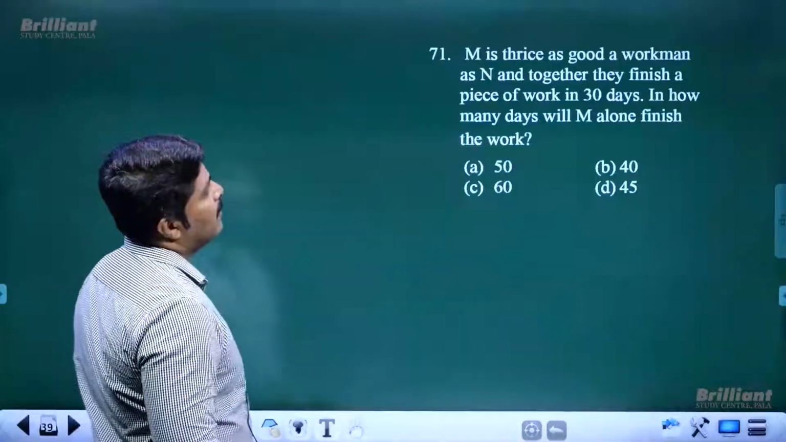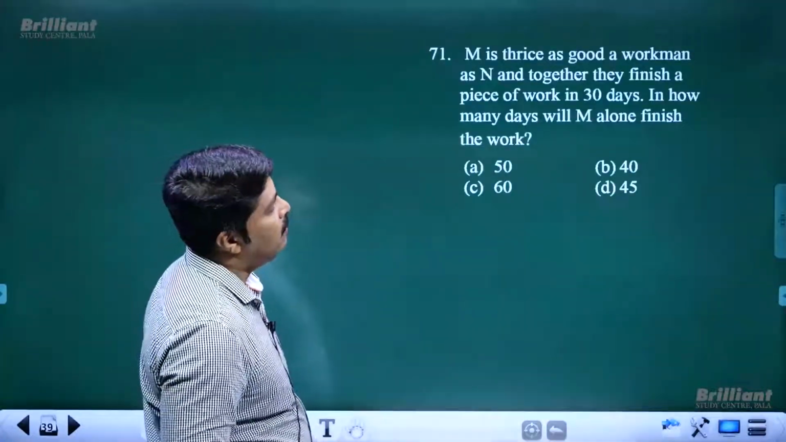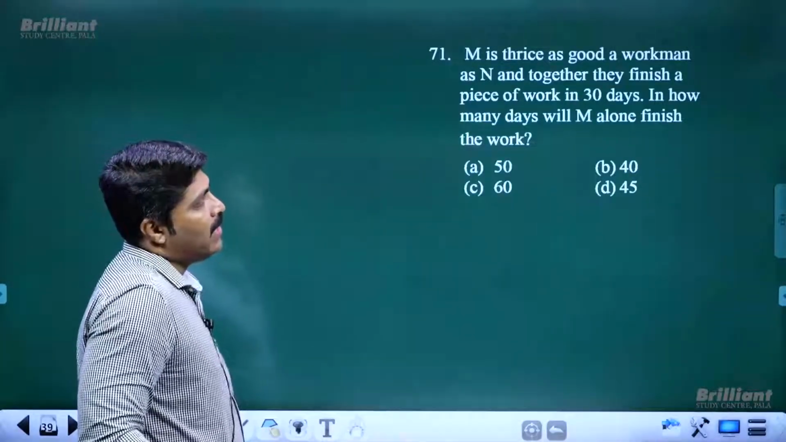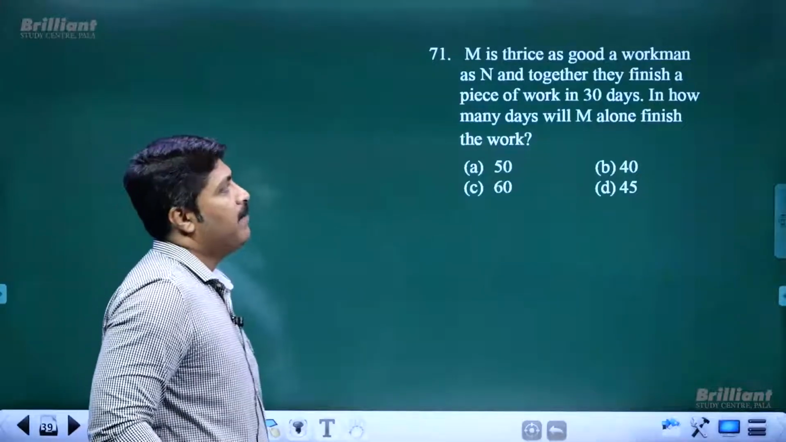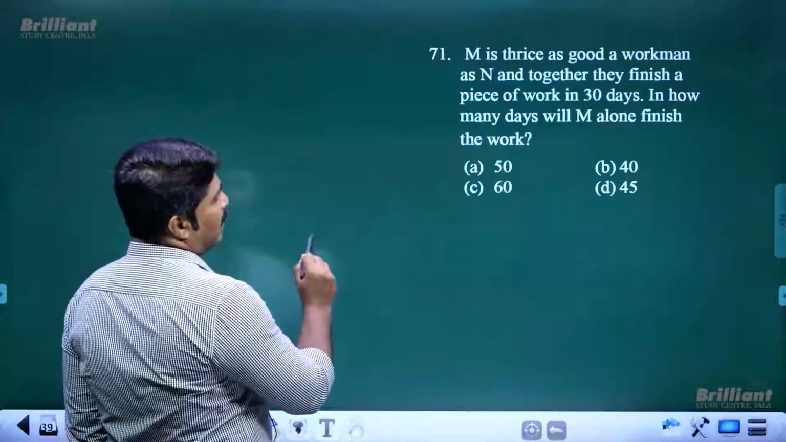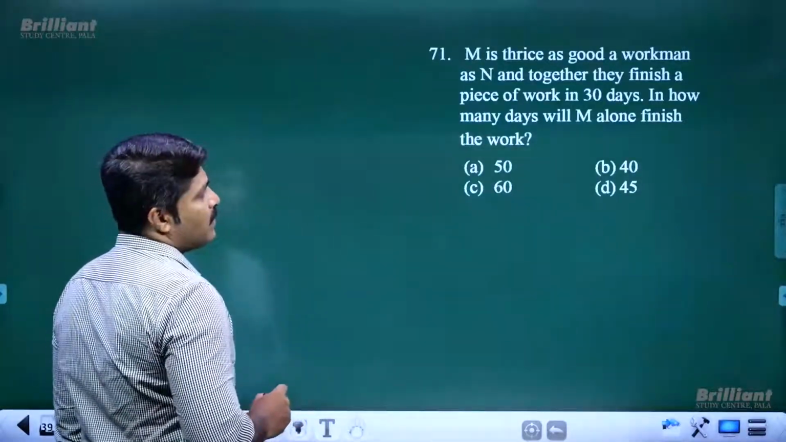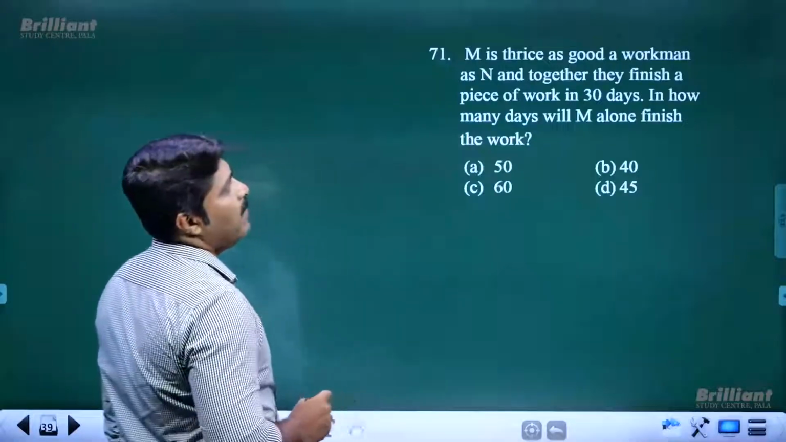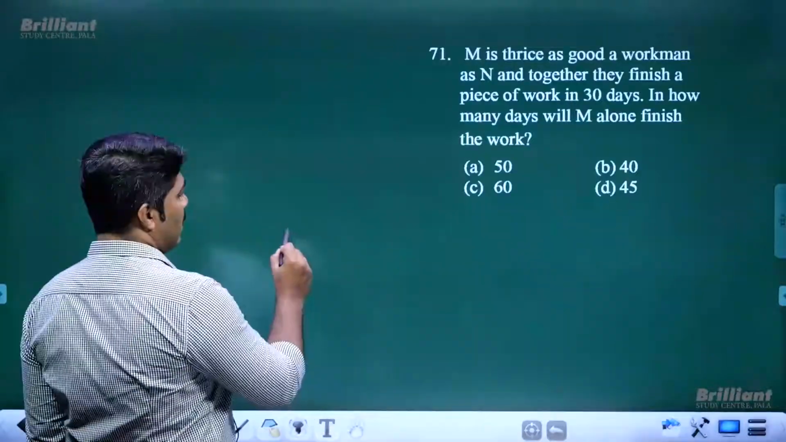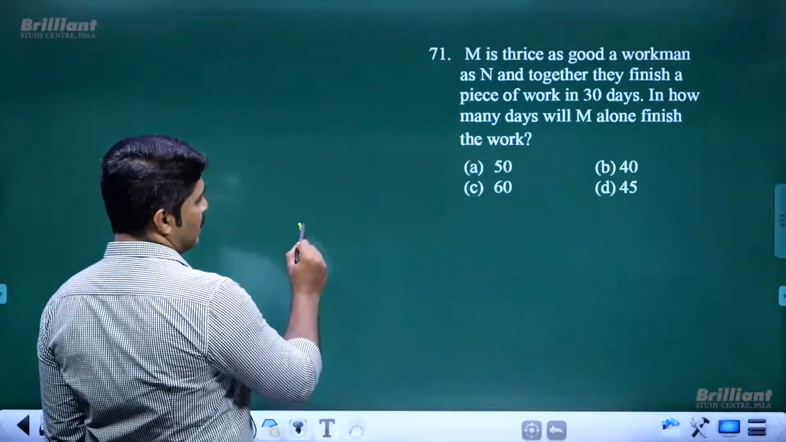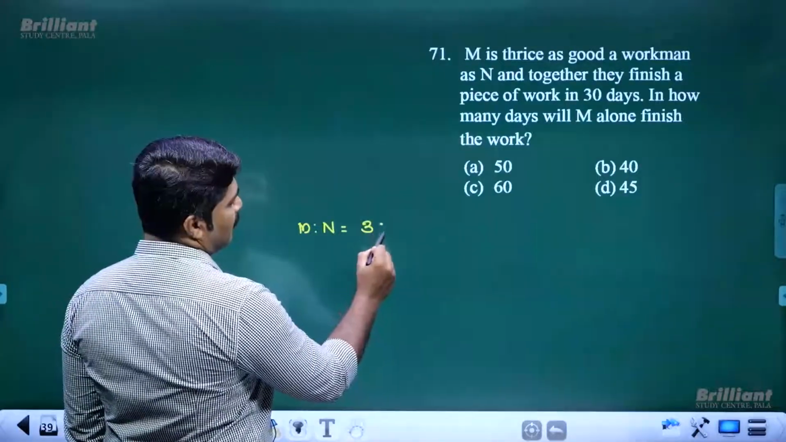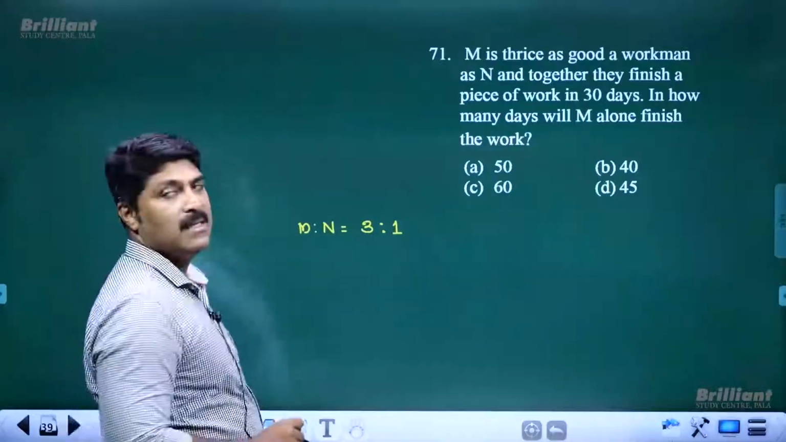Move further. M is thrice as good a workman as N, and together they finish a piece of work in 30 days. In how many days will M alone finish the work? It's a direct efficiency-wise question. So here we are framing the efficiencies of these two persons. M is thrice as good a workman as N, so the ratio of their efficiencies, M to N, is 3:1.